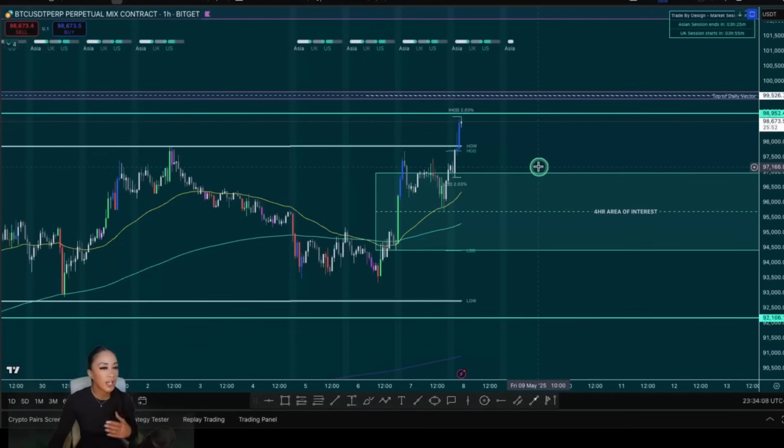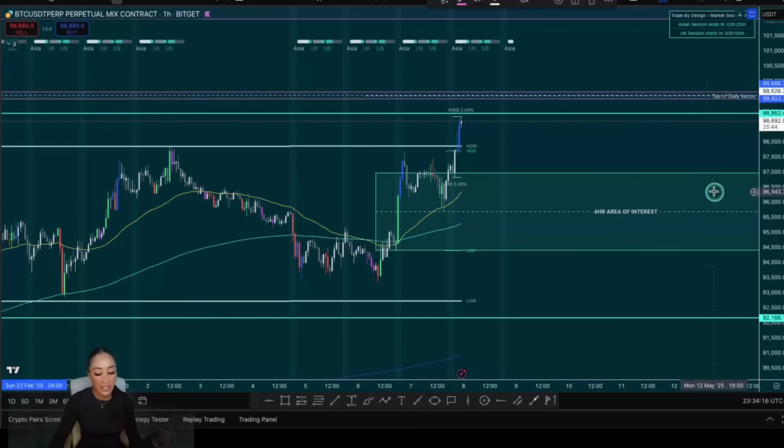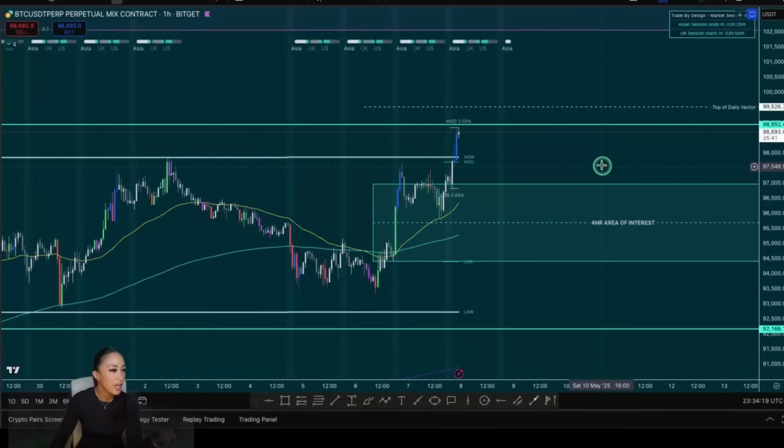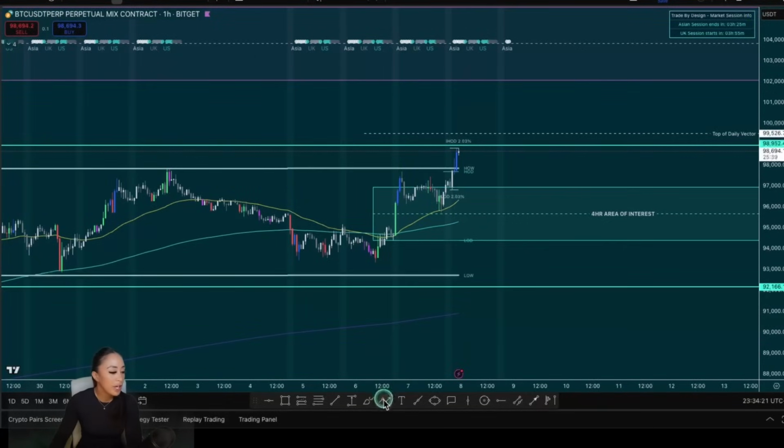Otherwise, I'm going to end up with areas of interest all over my chart. And I can see that the rest of that unrecovered 1-hour vector lines up with the top of the daily vector that we had marked. So I'm going to remove that. And then I know that if we can break this level on increasing volume, then I would pay attention to the next area of interest, the bottom, the middle, and the top of it.